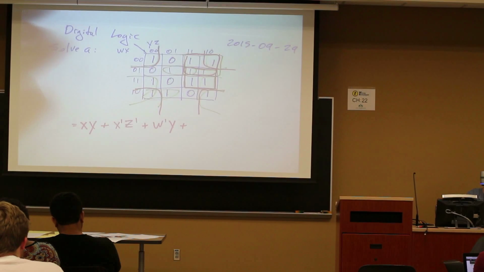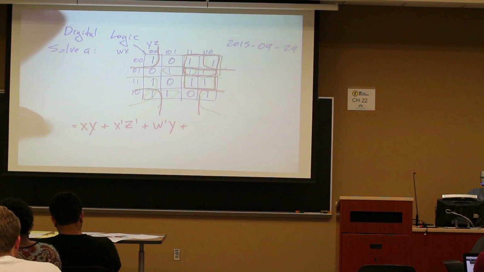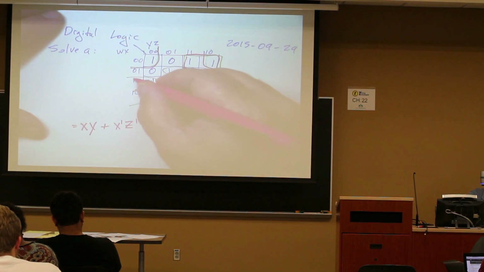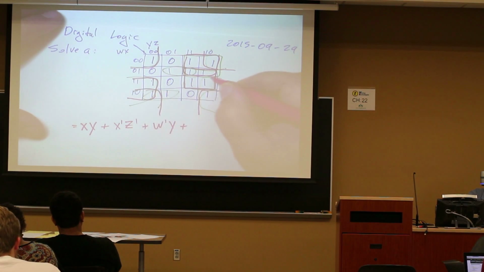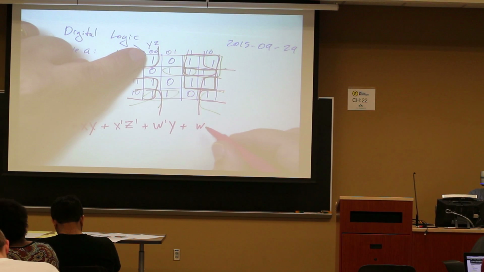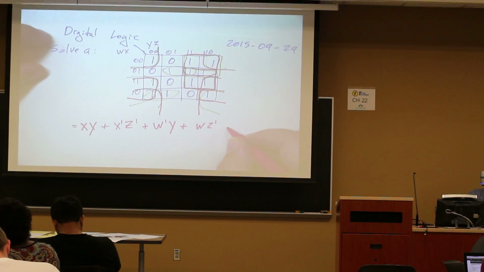All right, any other 4s we can grab? Oh, here's one right here. Can't go up, can't go to the right, but we can go down and to the right. So we'll combine those together. That turns out to be, in this case, W and Z prime.